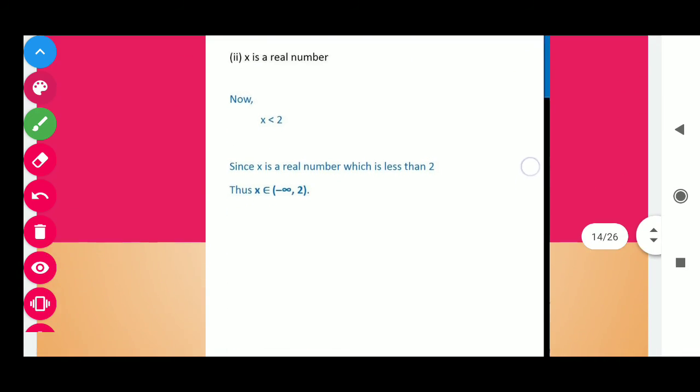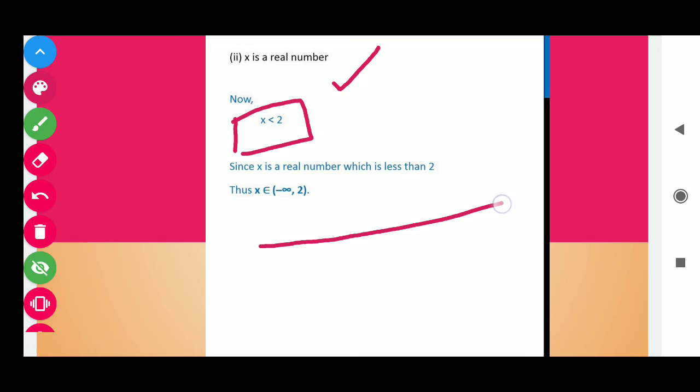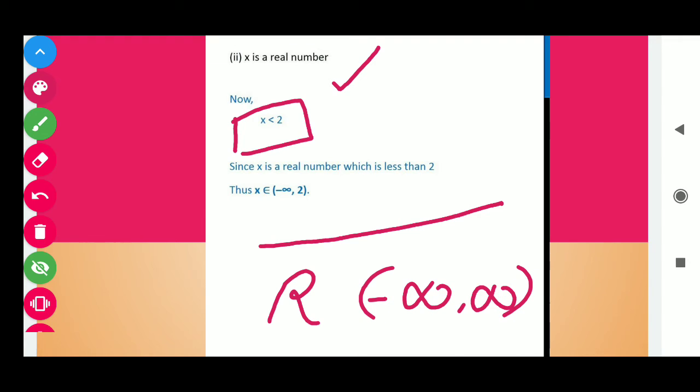Now here we have the second part for the same. Here x is a real number and we have to find x less than 2. Students, real number आपको पता है what is real number? So students, real line, suppose this is a real line and in this real line, range of real line is minus infinity to infinity open interval, that we have already studied in chapter 1 sets.